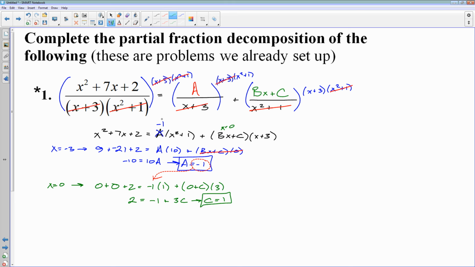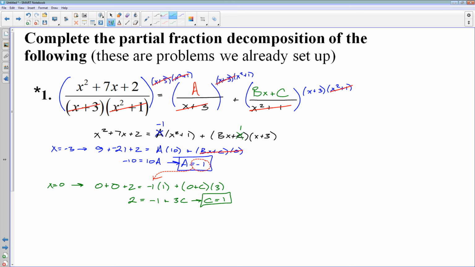And since I know c is 1, I can go back up to my original equation and plug in 1 for c. So now it's -1 for A, and 1 is C. We still need to solve for B, and this is where it's going to be kind of weird, because there is nothing else I can plug in to give me a 0. I've already plugged in 0 to cancel my B. I plugged in -3 to cancel this. I need to plug in something else.